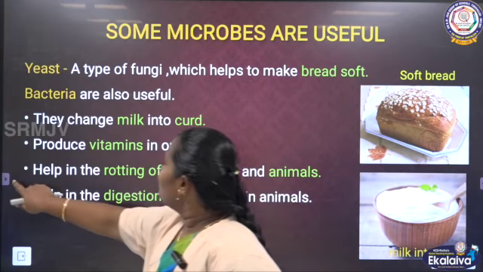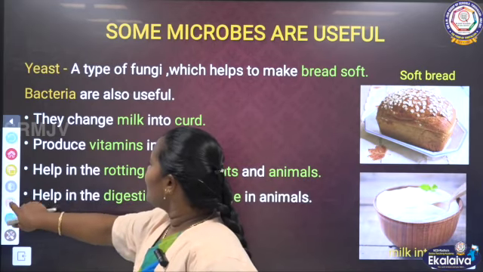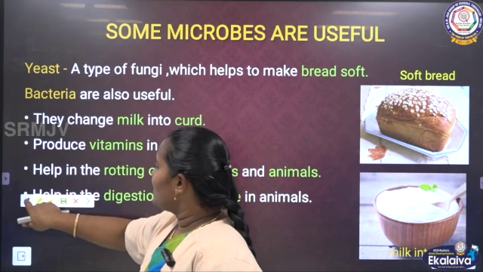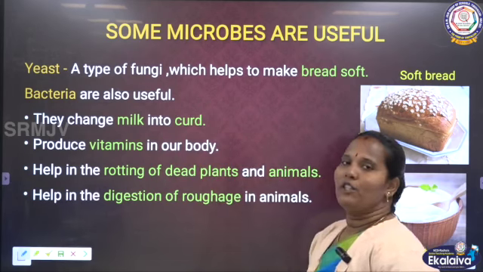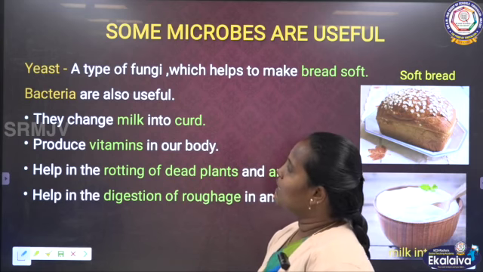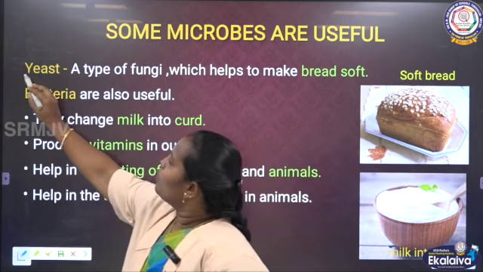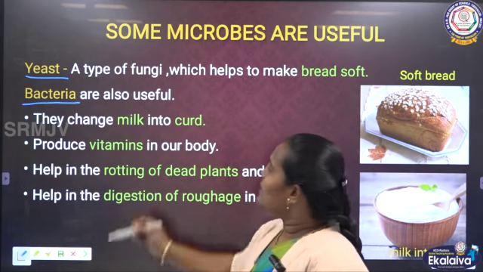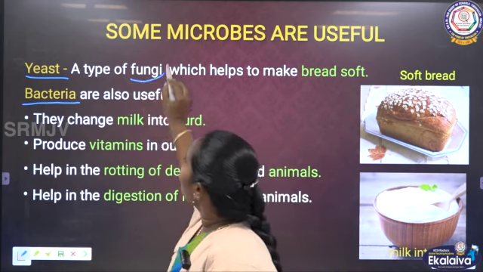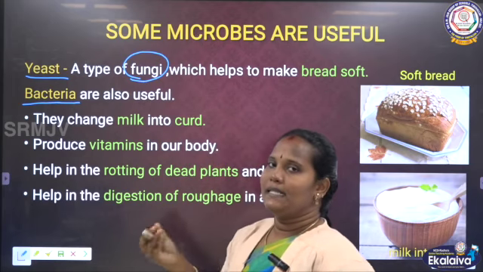Then some useful characters of the microorganism. Now we saw the harmful characters of microbes. Some microbes give useful characters. They have given two here: one is the yeast, another one is the bacteria. What is yeast? It is one type of fungi. It is a single-celled fungi.